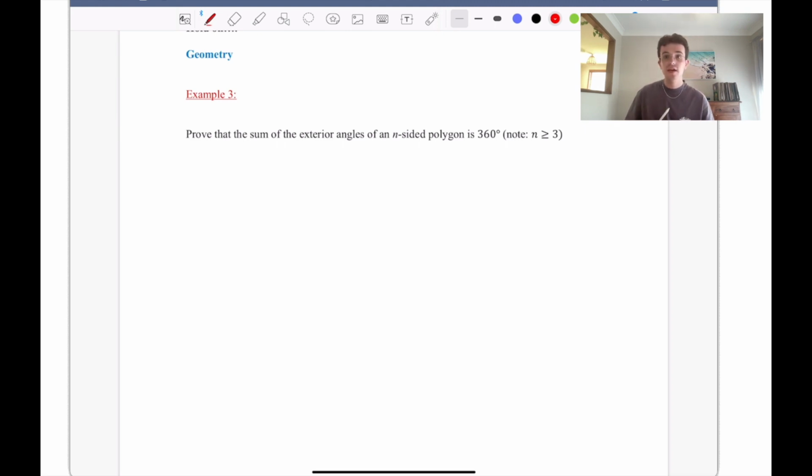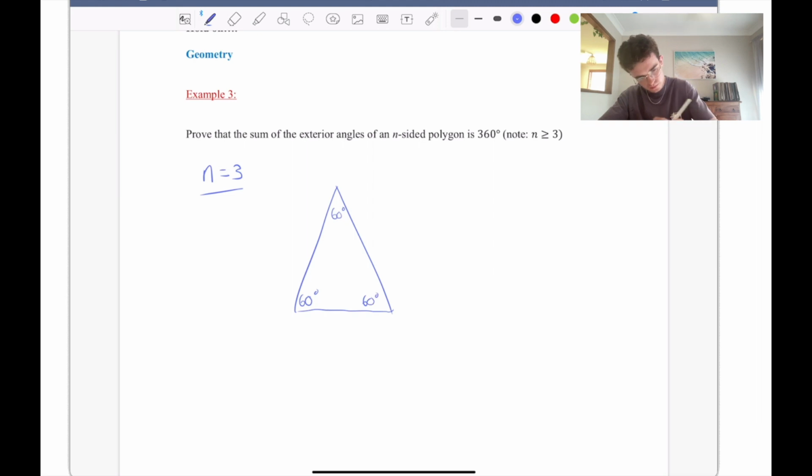Okay, so again, we might want to just prove, say, for n is equal to 3, which would be the minimum. So let's have a look at that. Let's do a triangle, and let's say it's an equilateral triangle. Well, by supplementary angles, this is 120, this is 120, and this is 120. So therefore, 360 degrees is the exterior angles of that triangle there.